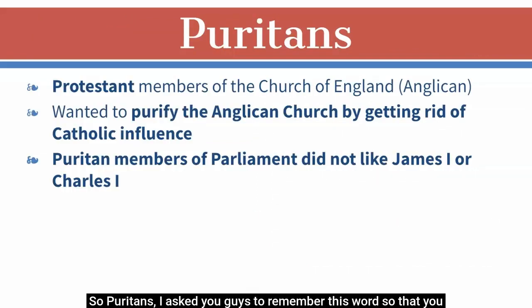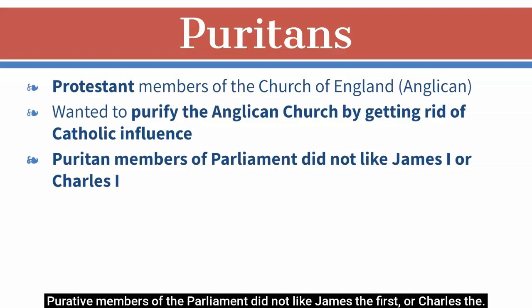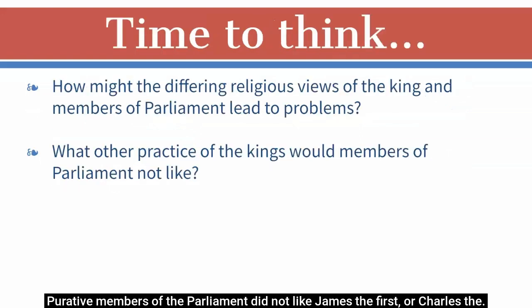All right, so Puritans. I asked you to remember this word so that you could reflect on it again, and that I would be explaining it to you. Puritans are Protestant members of the Church of England, also known as the Anglican Church. They want to purify the Anglican Church by getting rid of Catholic influence. So they didn't like the big fancy ceremonies and stuff. They're like, we don't want to be associated with Catholics at all. Puritan members of Parliament did not like James I or Charles I.